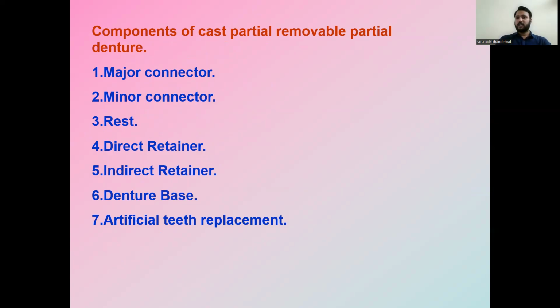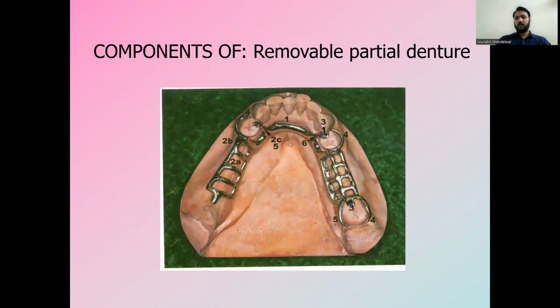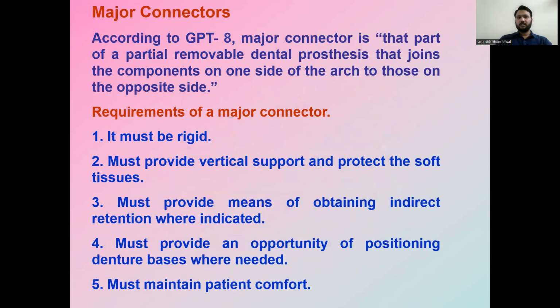Then the components of partial removable dentures are major connector, minor connector, rest, direct retainer, indirect retainer, denture base, and artificial teeth. So let us discuss one by one. Here you can see one diagram. We'll discuss this diagram later on. Fine. So first is the major connector.